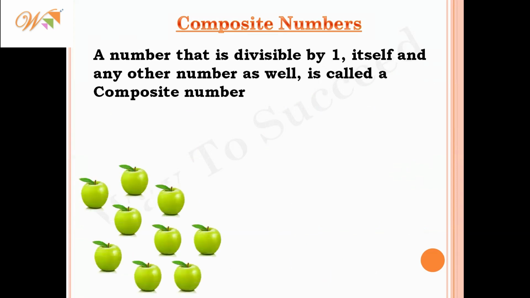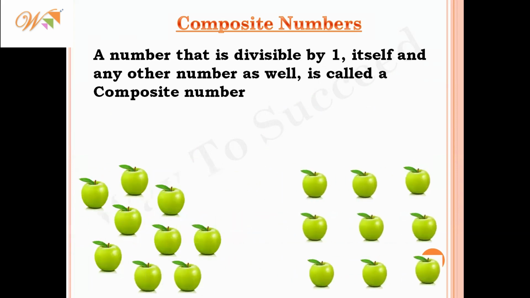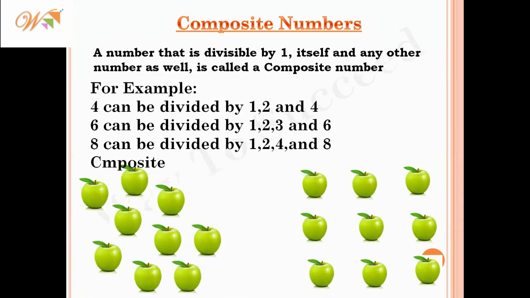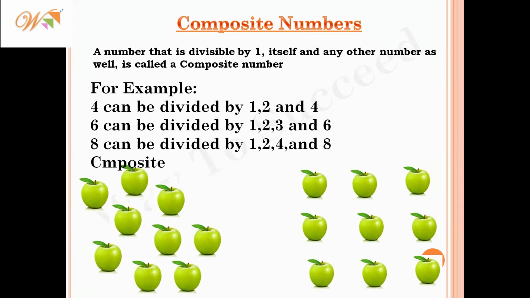For example, we have 9 apples over here. Now, I can divide these 9 apples in the set of 3, 3, 3. Right. So there are many other examples like 4. 4 can be divided by 1, 4 can be divided by 4, and 4 can also be divided into parts of 2 and 2. Right. So it can be divided by 2.